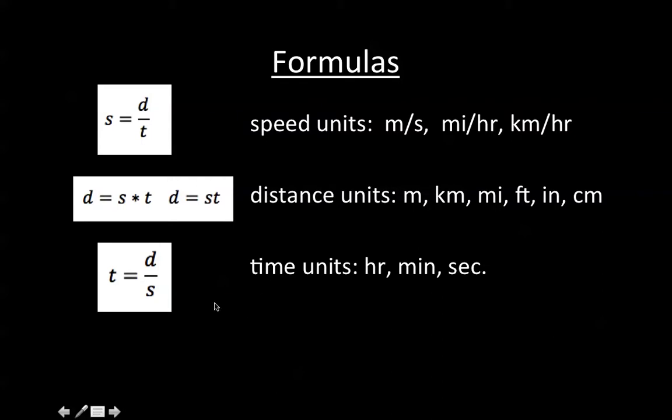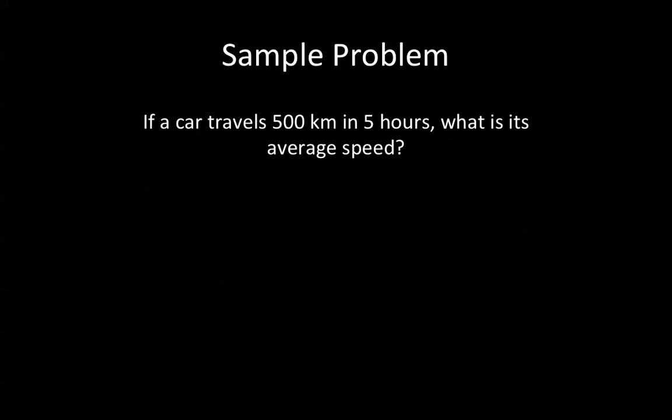And then time, if you're given the distance and the speed, you're able to find the time. Time equals distance over speed. So hours, minutes, seconds could be your units. And here's a sample problem. If a car travels 500 kilometers in 5 hours, what is its average speed?